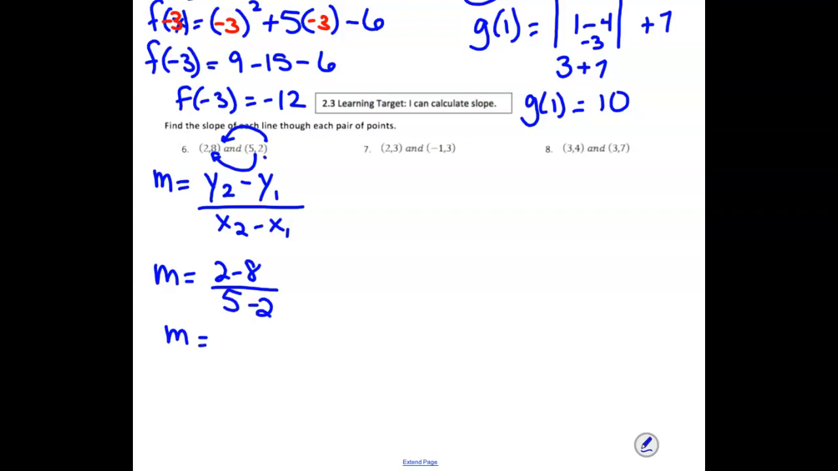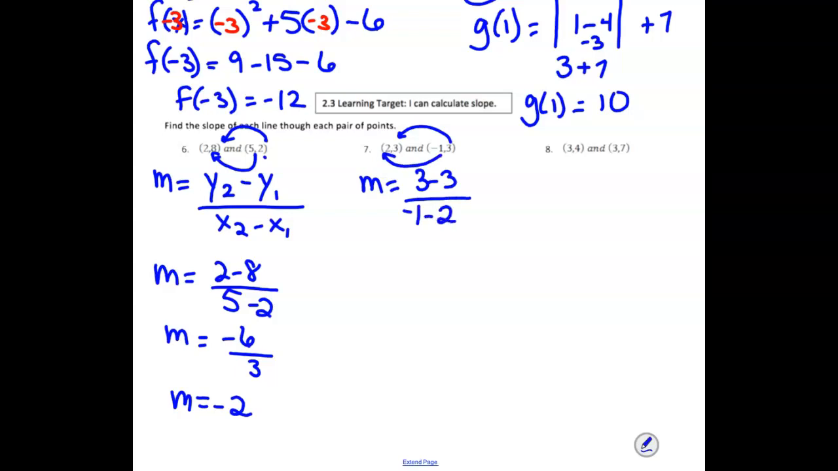Simplifying, 2 minus 8 would be negative 6. 5 minus 2 is 3. Our slope reduces to being a negative 2. For question 7, we're going to subtract our y's, so 3 minus 3. Subtract our x's, negative 1 minus 2. We get 0 divided by negative 3, but 0 divided by anything is 0.